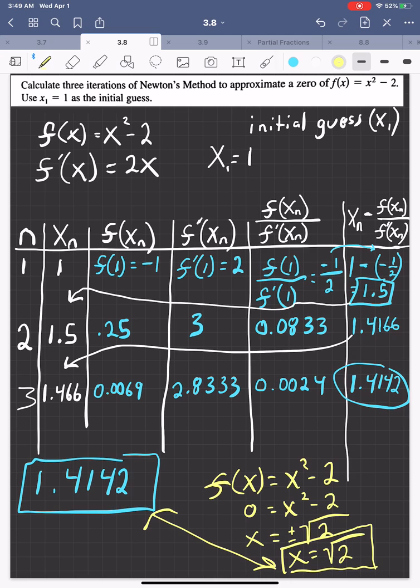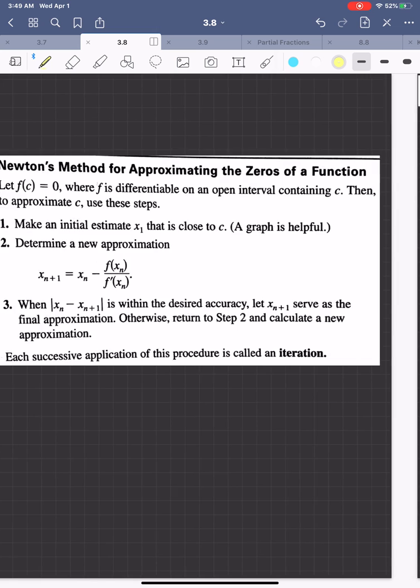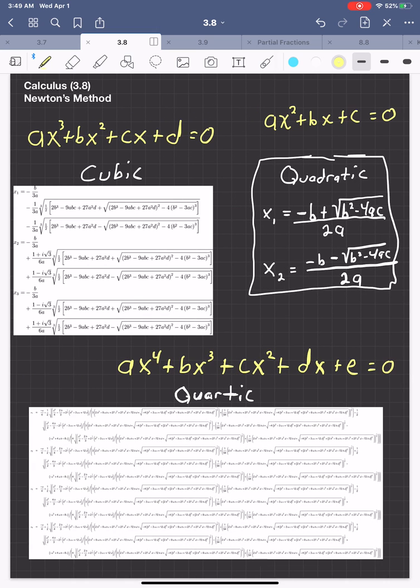All right, so fairly amazing technique. I've already explained to you when Newton's method does break down. By the way, just in case you're interested, there are formulas for quadratic equations, cubic equations, quartic equations. There is no formula for any polynomial that is a 5th degree or higher, right?